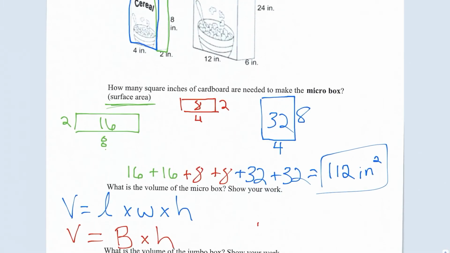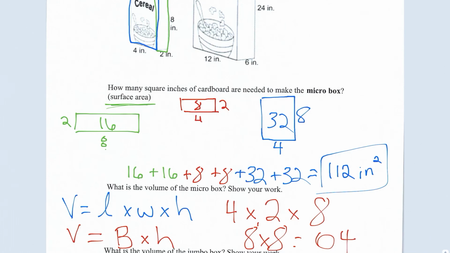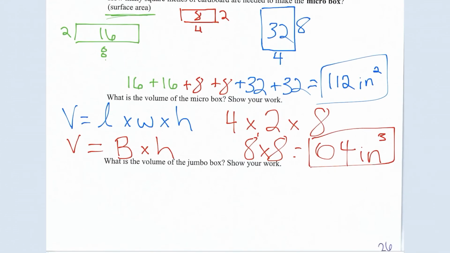So what you've got to do is take the length of your box, which is 4. You're going to multiply it by the width of your box, which is 2, and then you're going to multiply it by how tall your box is, and in this case the micro box is 8 inches tall. So we do 4 times 2, which is 8, and then 8 times 8 equals 64. And remember that volume is measured in units cubed. So our answer is 64 cubic inches, or 64 inches cubed.